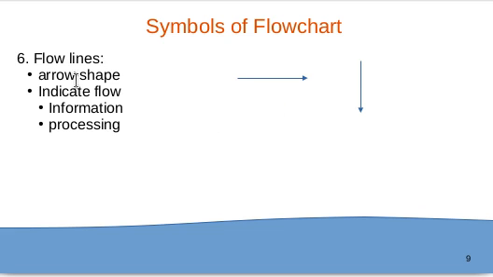Now flow lines. These are the arrow shape, indicates the flow of information and processing. This can be in any direction to show the flow of control.